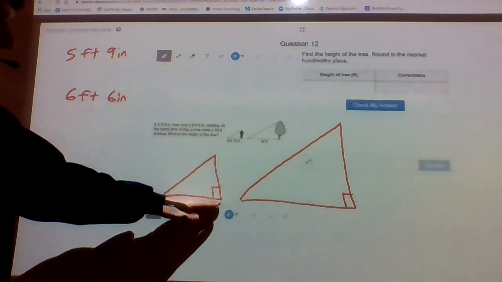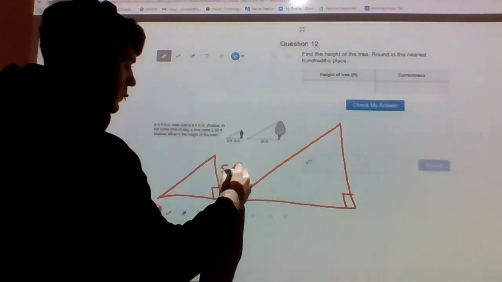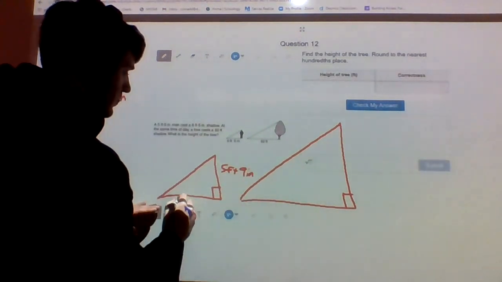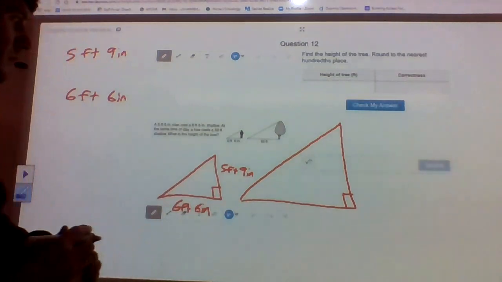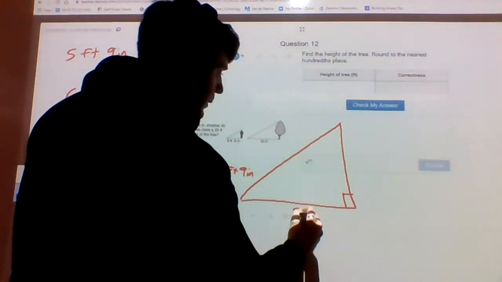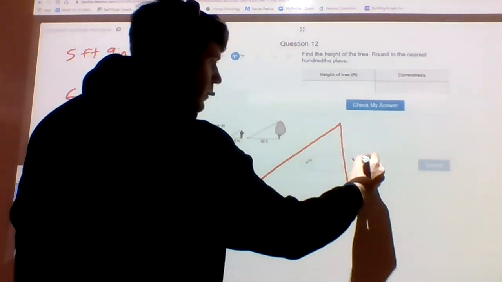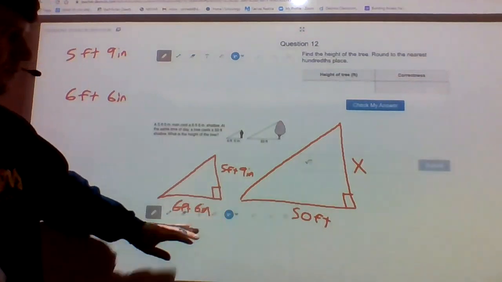So the shadow's on the ground. So we have 5 feet 9 inches, 6 feet 6 inches. At the same time of the day, a tree casts a 50-foot shadow, so the shadow's on the ground, and we want to find the height of the tree. So the only issue here is we've got to convert these into feet.